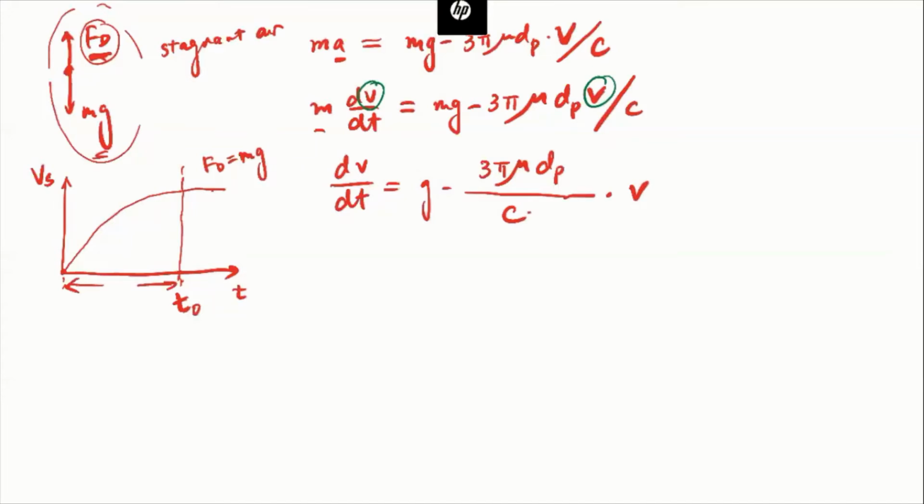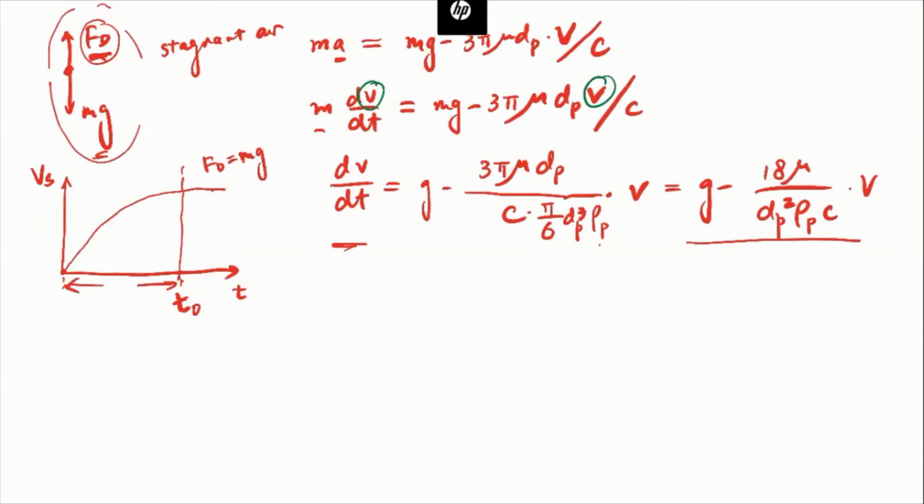And then we have m, which is just pi over 6 dp to the third multiplied by rho p, which is the density of the particle. All right, so this is going to be equal to g minus 18 mu over dp squared rho p c, multiplied by v. Okay, so this is how we can transform this equation so that it has this type of form. It's a little bit more simplified.